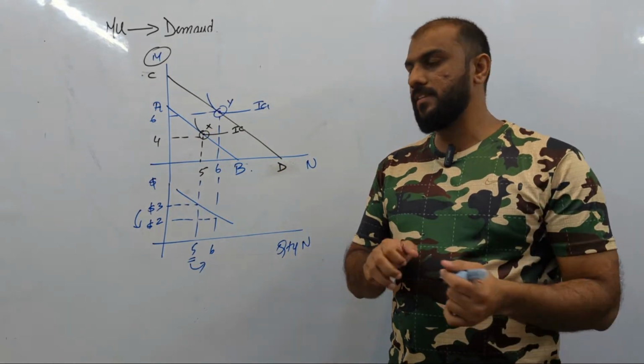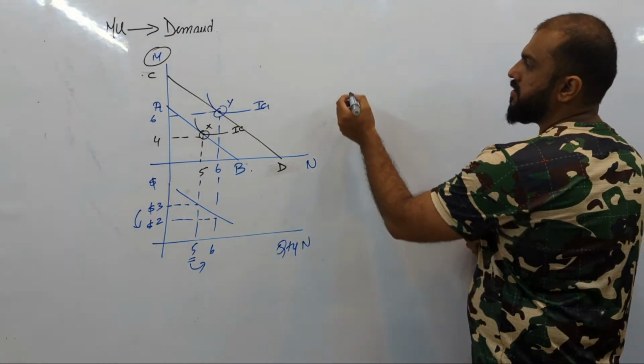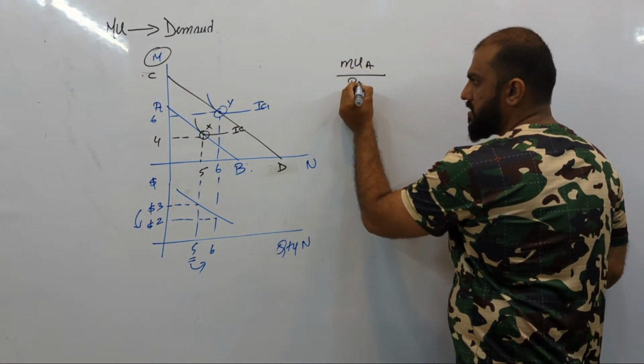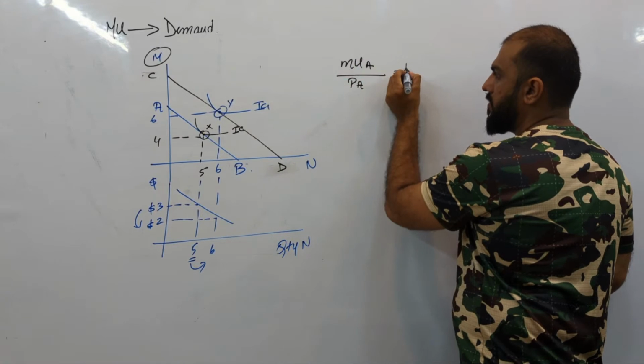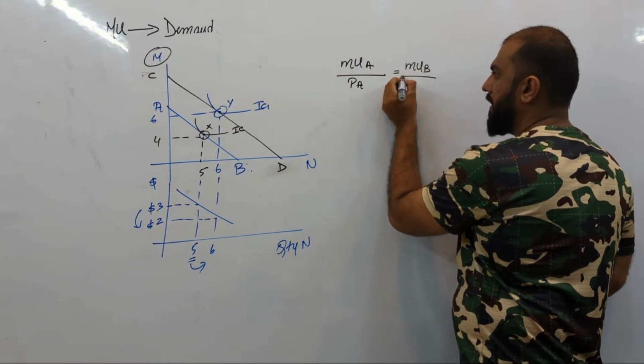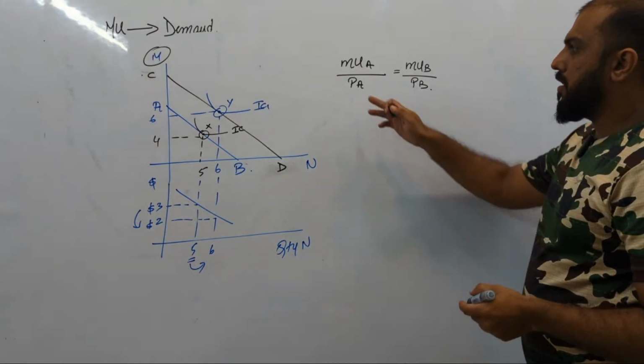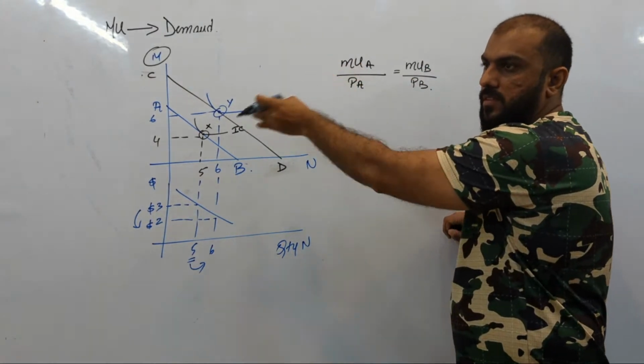We are maximizing the total utility. The other consumer equilibrium is known as the equi-marginal principle, where marginal utility of A divided by price of A is equal to marginal utility of B divided by price of B. A bit earlier, we talked about this concept. We used this in our data.